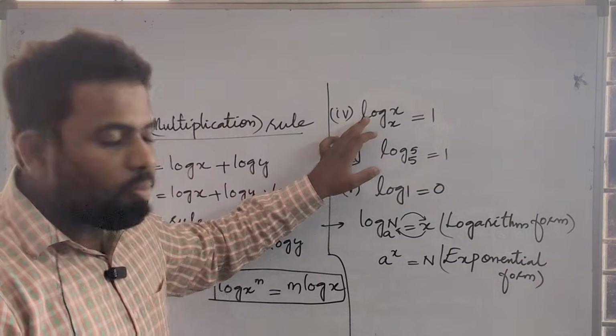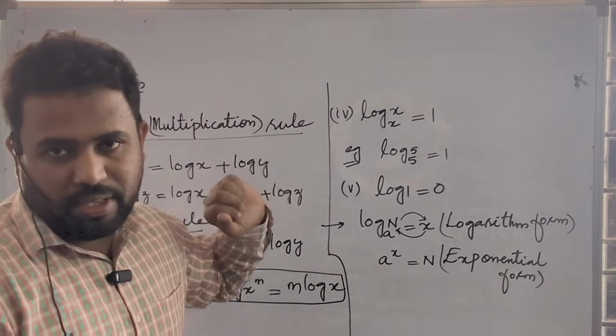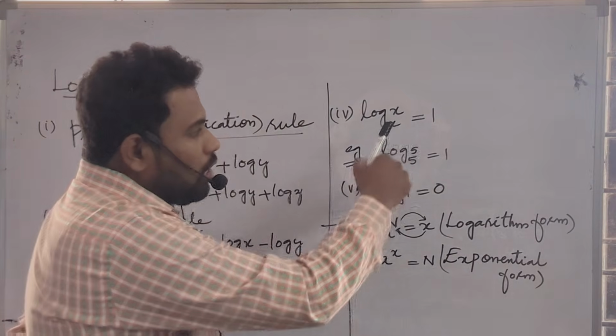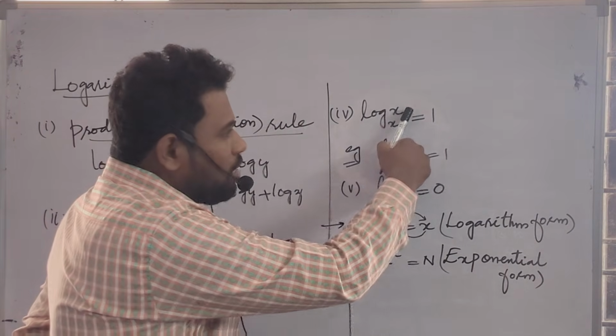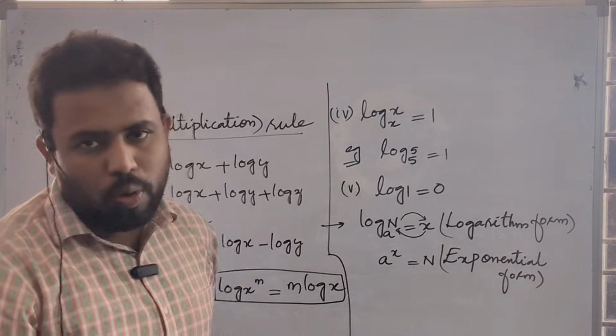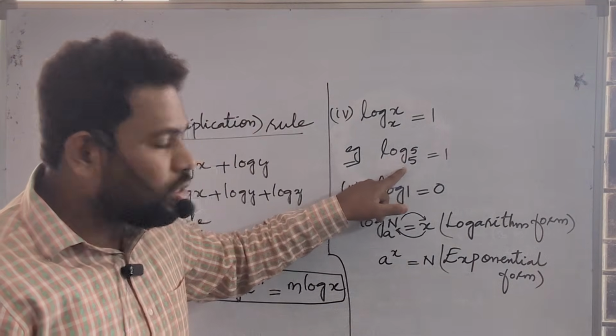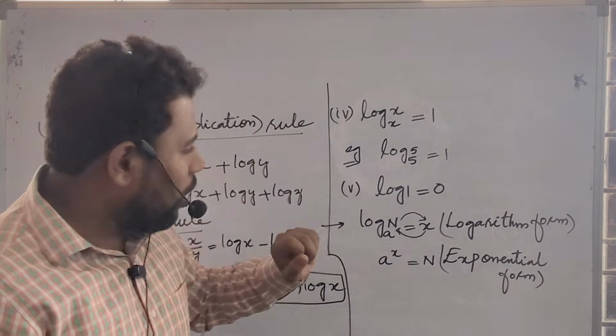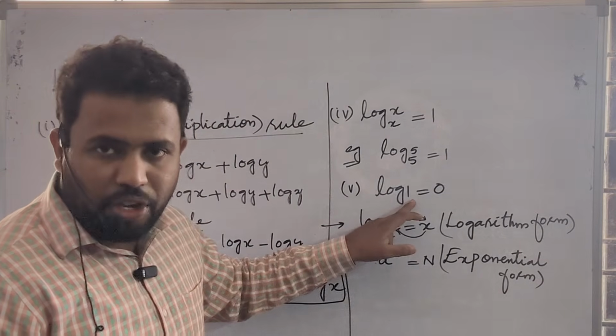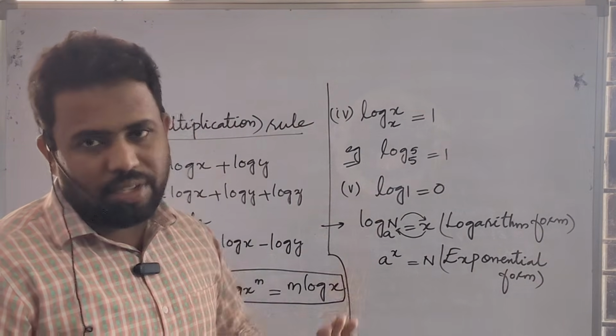And rule number 4, log x to the base x. Here these two values are the same. If these two values are the same, the answer is equal to 1. With the help of an example, log 5 to the base 5, the answer is 1. And if log 1 is asked, the value of log 1 is always 0.